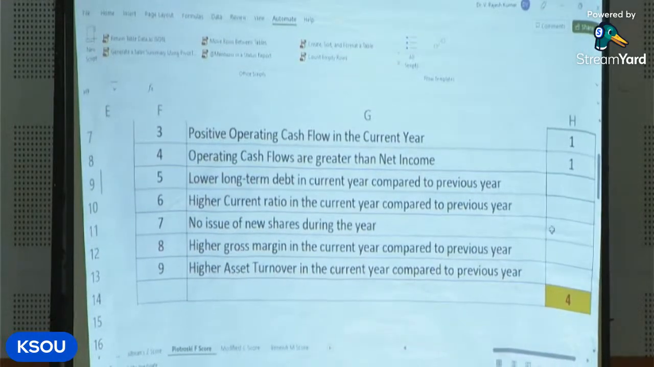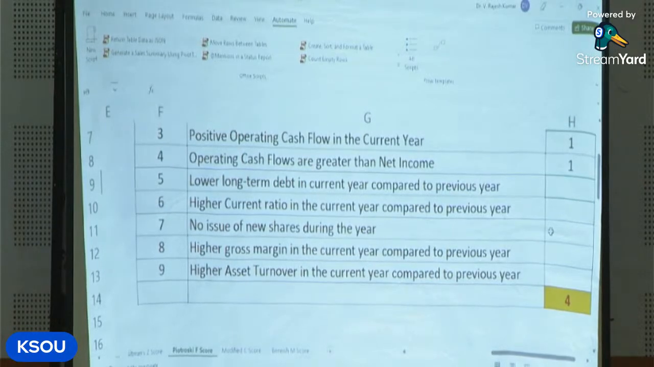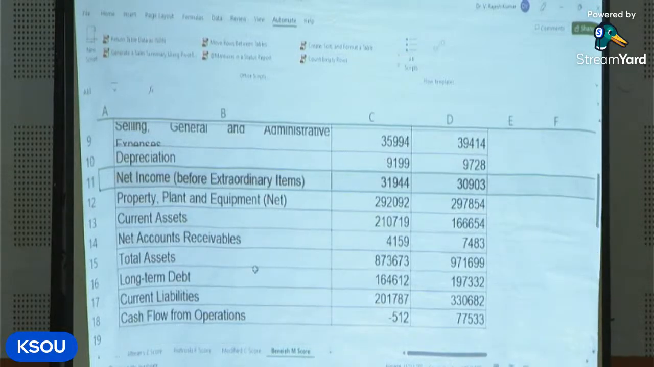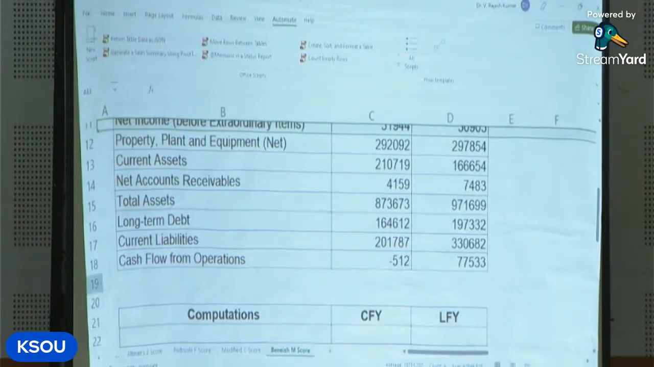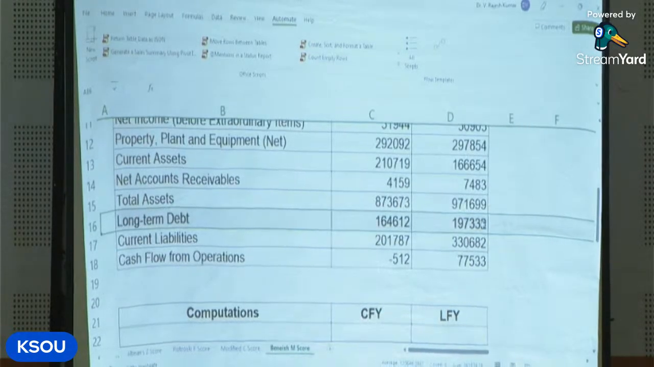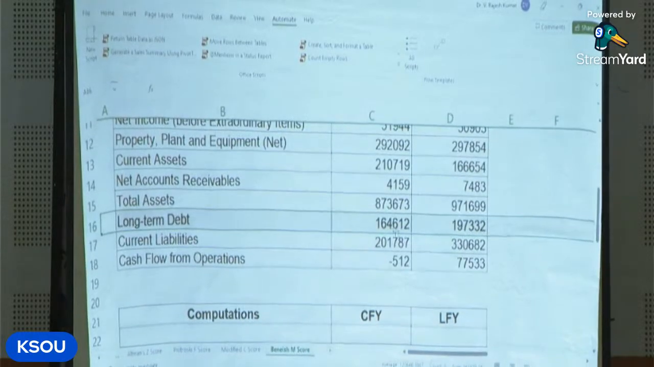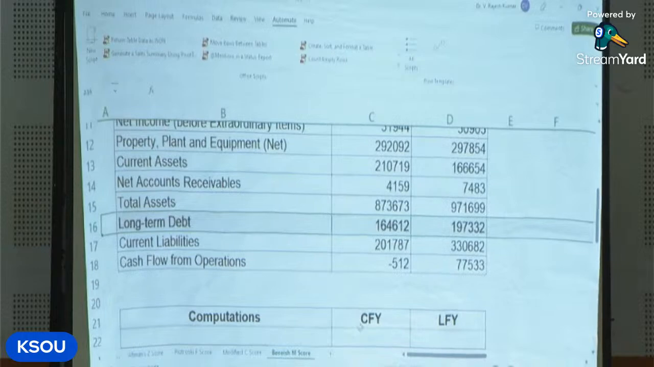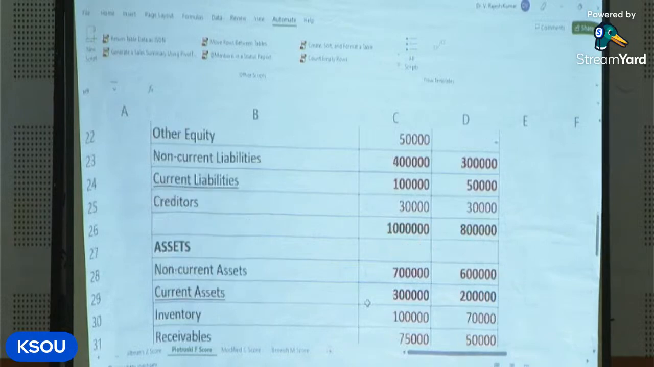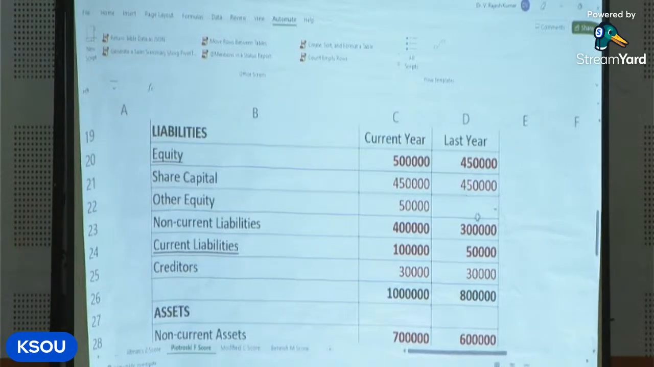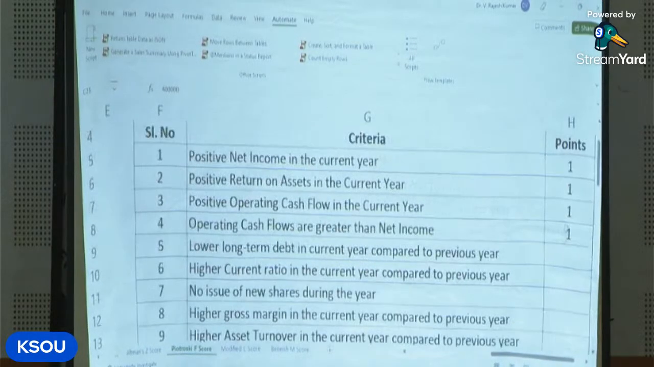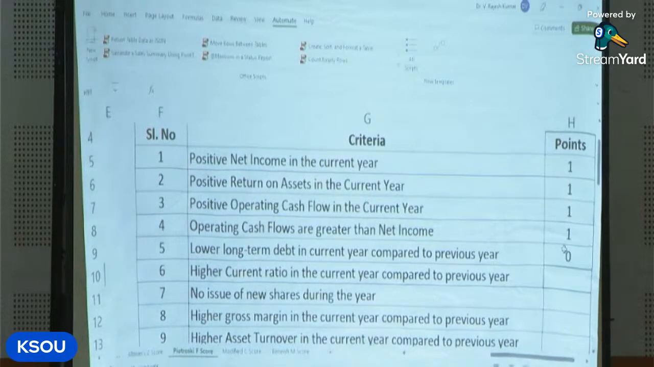Then, long-term debt: lower long-term debt in the current year compared to the previous year. Again, first I'm showing you Reliance long-term debt. This is current year, last year. Please see. Last year, what was the long-term debt? 197,332. Current year, 164,612. Now, what is the criteria? Lower it is. But that was for Reliance, I showed you. Here, non-current liabilities. Last year, 3 lakh. Current year, 4 lakh. So, in this example, it is not lower. In fact, it is higher. So, 0.